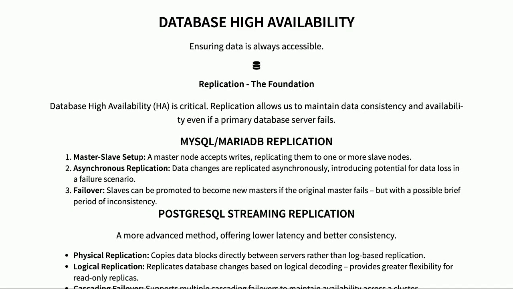Okay, let's talk about keeping our databases running smoothly and reliably. Database high availability is a top priority for SRE. We achieve this primarily through replication, basically copying data to other servers. With MySQL and MariaDB, we typically set up a master-slave configuration where the main server handles all writes, and changes are then copied to one or more backup servers called slaves. These slaves can take over if the primary fails, but there's sometimes a slight delay due to asynchronous replication.